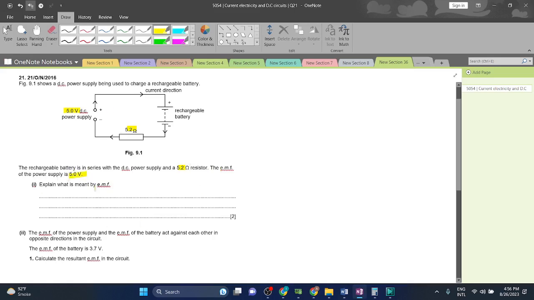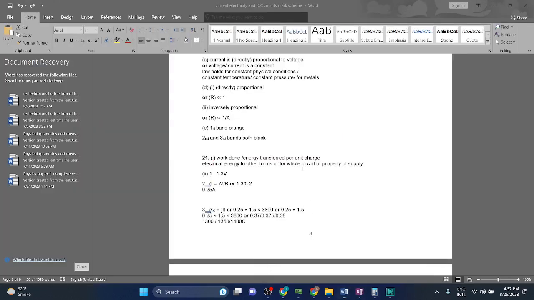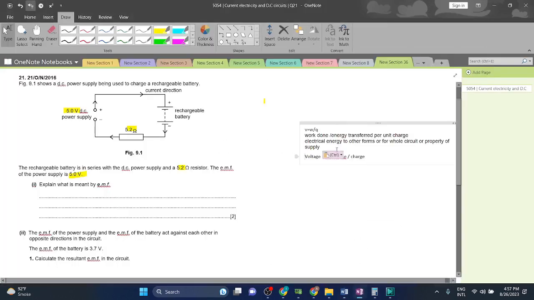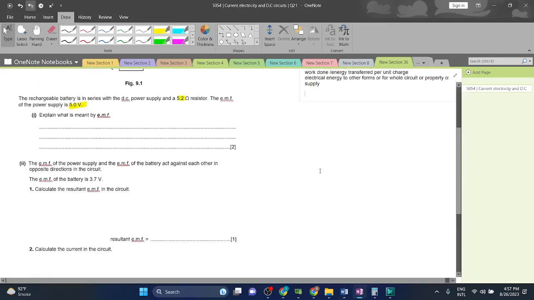They ask us to explain what is meant by EMF. EMF is the amount of work done required to move unit charge in a closed circuit throughout the whole circuit. Okay? So that is what EMF is, and we can also represent the EMF using a formula, which is V equals W divided by Q, which is voltage equals work done divided by charge. So that is the answer. And this is the total answer.